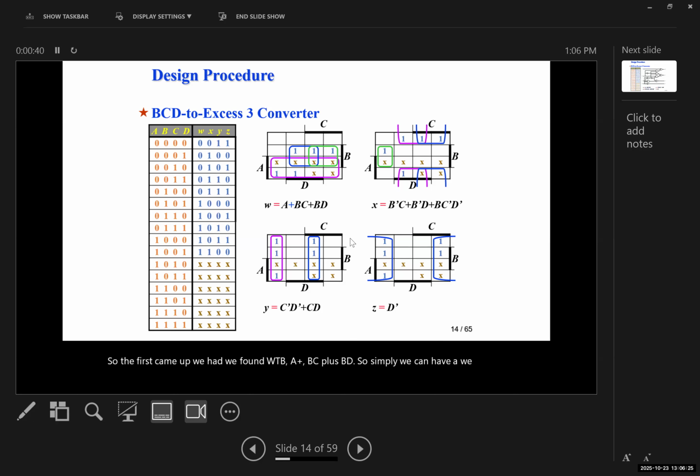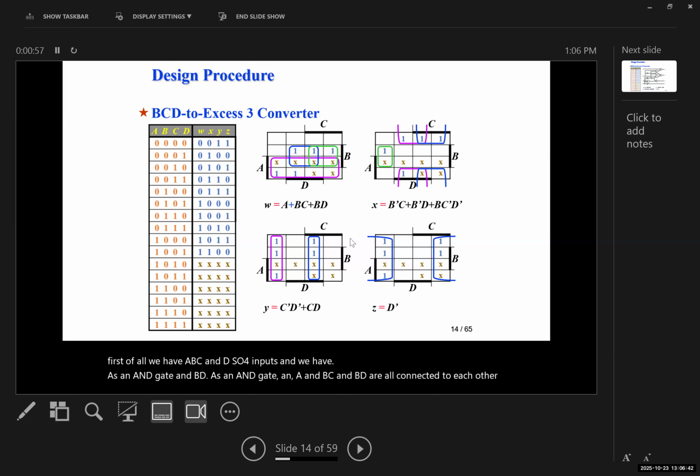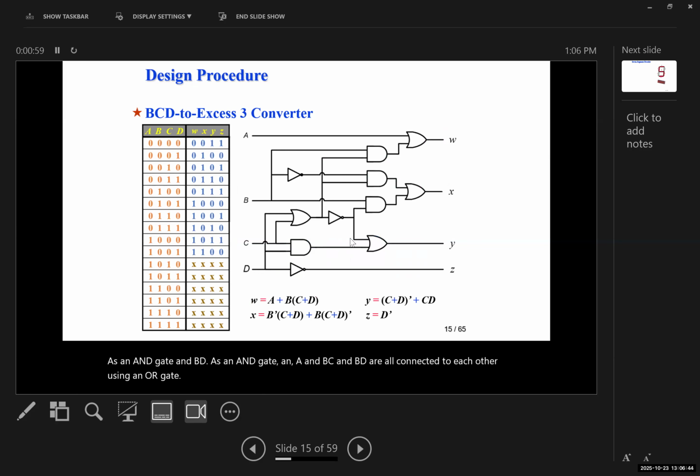first of all, we have A, B, C, and D. So 4 inputs, and we have BC as an AND gate and BD as an AND gate, and A and BC and BD are all connected to each other using an OR gate. So what I can do, again, I can use each of these, and I just mentioned one of them.